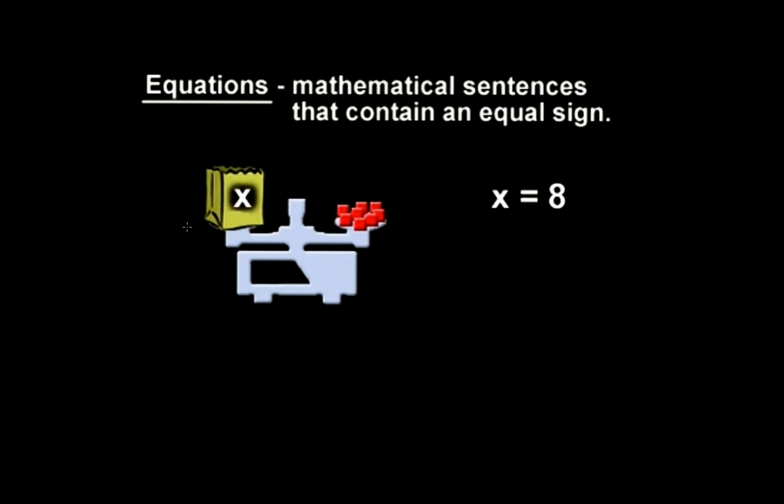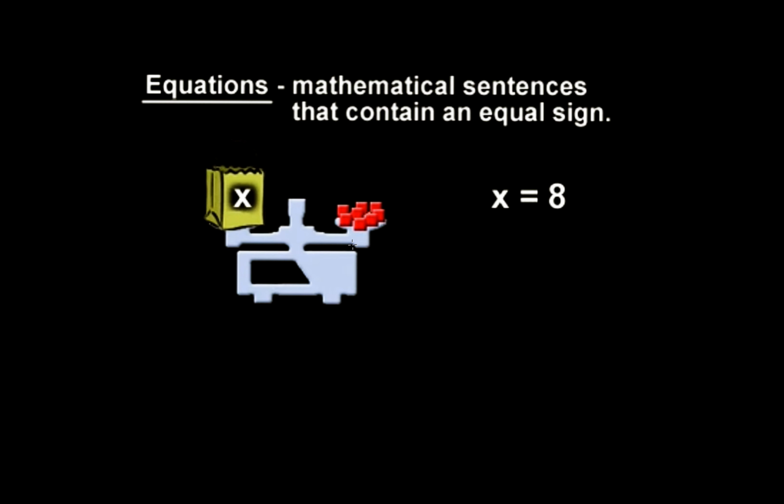And I actually provided a balance scale so you can see what x equals 8 means. I put a picture of a balance scale here, and then I put a bag with an unknown number of blocks on the left side of the scale, and then I put 8 blocks, 1, 2, 3, 4, 5, 6, 7, 8, on the right side of the scale. So we have the equation x equals 8. And what that means is that there must be 8 blocks in the bag on the left in order for it to be equal to the 8 blocks on the right side.